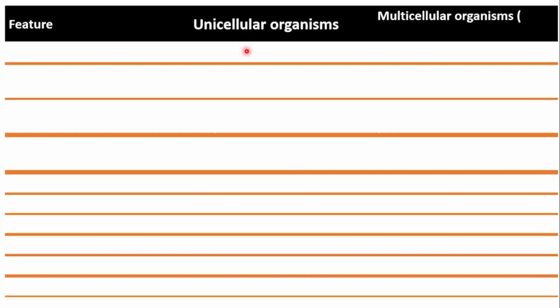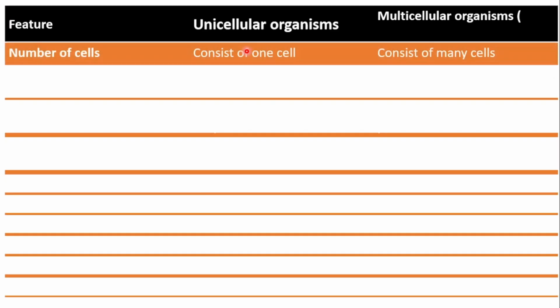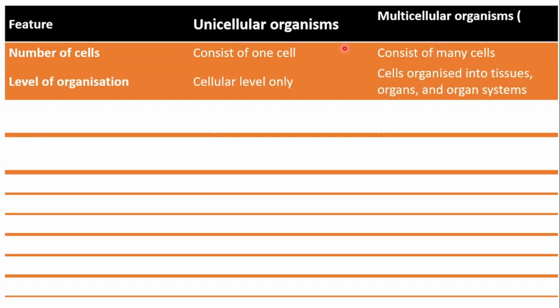Now let's look at this table. This table is very good because it summarizes unicellular organisms and multicellular organisms. So unicellular organisms consist of one cell, whereas multicellular organisms consist of many cells. In terms of the level of organization, unicellular organisms only have the cellular level. Only, but multicellular organisms, well, they have cells that group together to form tissues, and then tissues that group together to form organs, and then organs that group together to form organ systems.